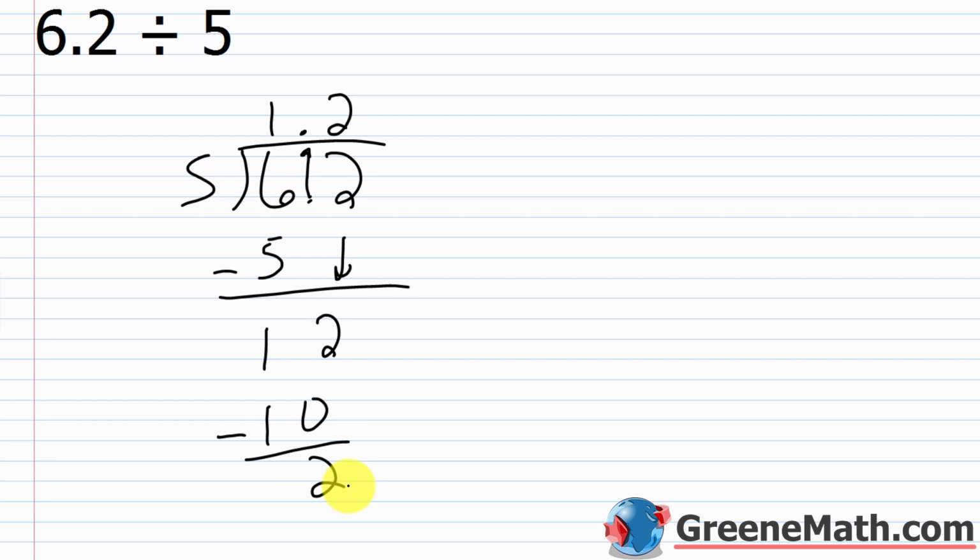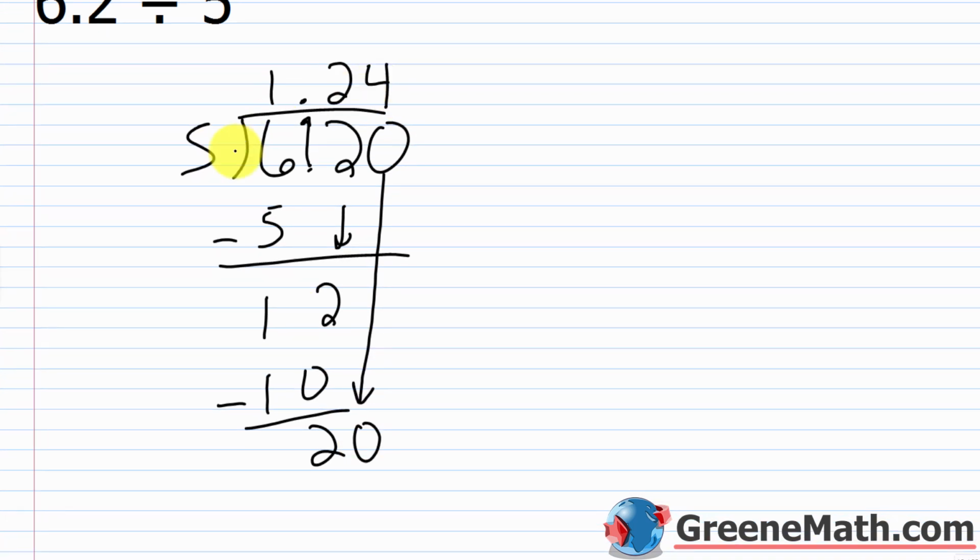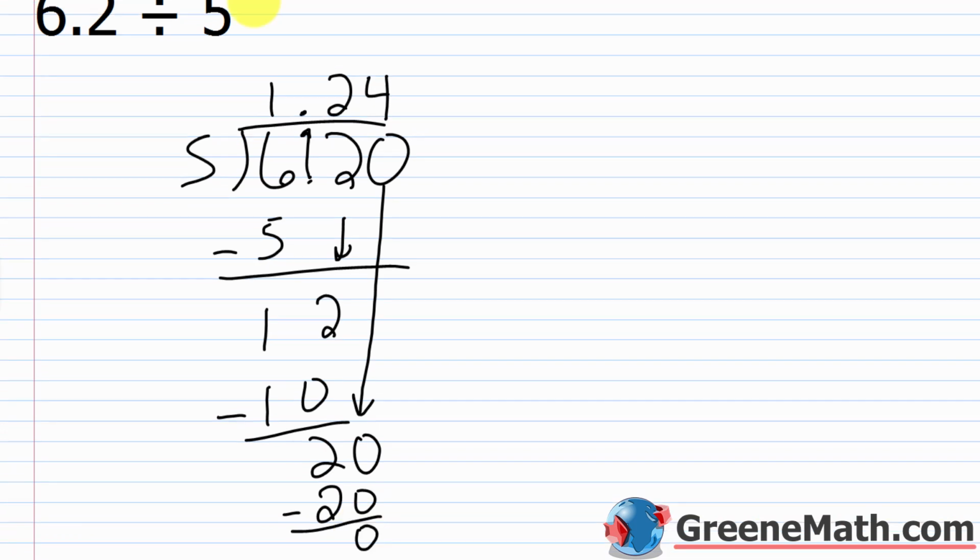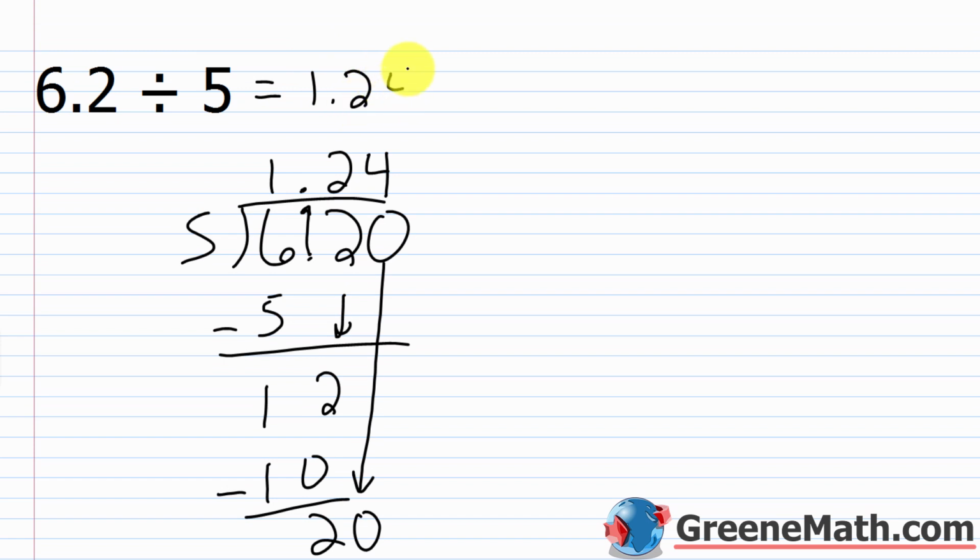We're going to continue the division. So remember, if I have 6.2, I can legally add as many zeros after that 2 as I want, not changing the value of the number. So let's continue our division. Let's put a 0 here, and then let's bring it down. So 5 will now go into 20 exactly 4 times. 4 times 5 is 20. Subtract and get 0. So our answer here is going to be 1.24.